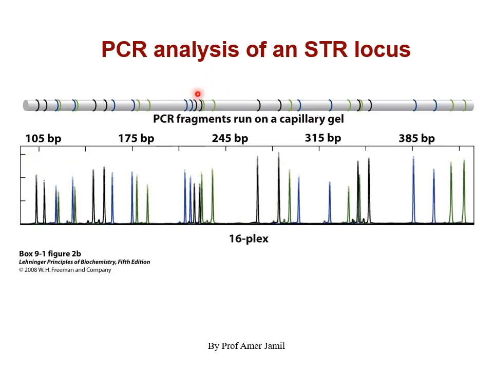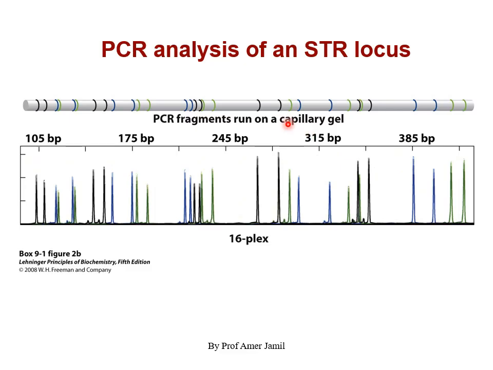After doing the PCR, you take the DNA sample, you do the PCR using these 13 markers plus the XY marker, and then you run it on a gel. Here you cannot use ordinary agarose gel because the sizes of the fragments are very close to each other, so you need a high resolution gel, and one of those is the capillary gel. This is the best that can be used.